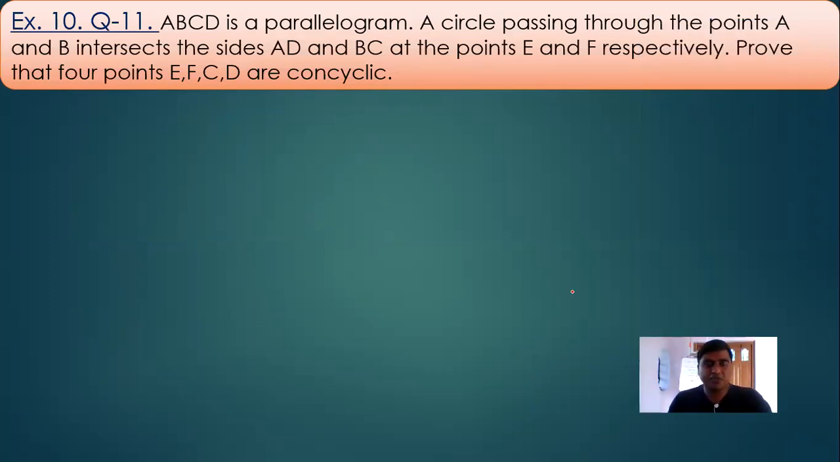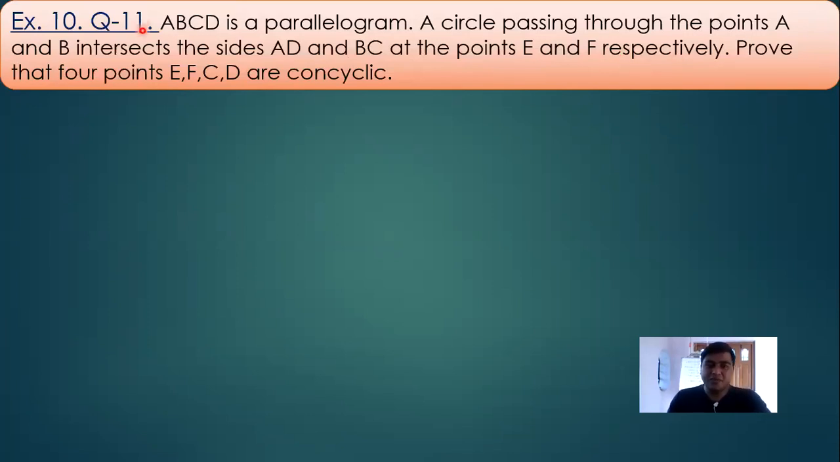In exercise 10, question number 11, this same page. ABCD is a parallelogram, a circle passing through the points A and B intersects the sides AD and BC at the points E and F respectively.